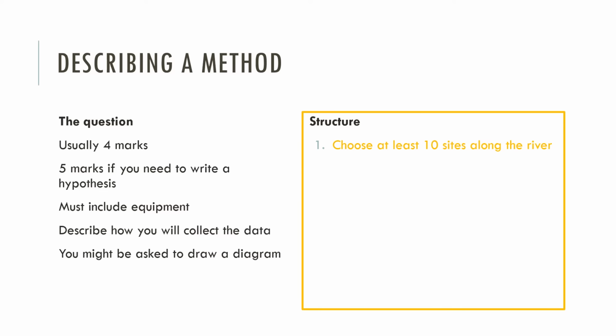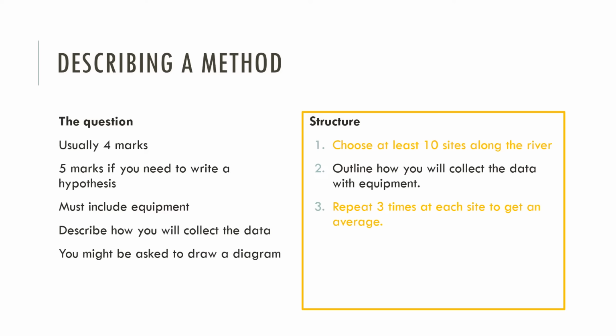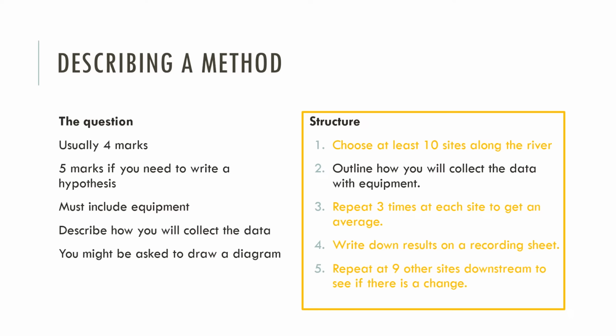Structure. What I'm about to tell you is mainly for Bradshaw models, and any points highlighted in orange are usually something that you could write that typically will give you a mark. Generally speaking, this is the structure that you should use when answering questions primarily associated with how something will change with distance downstream. Choose at least 10 sites along the river, and then you would outline how you collect the data with the various equipment. Also, repeat 3 times at each site to get an average, write down the results on a recording sheet, and repeat it at 9 other sites downstream to see if there is a change. If you write one of those 3 points highlighted in gold or orange on your screens, that is typically enough to give you a mark, as you'll see as we move through.